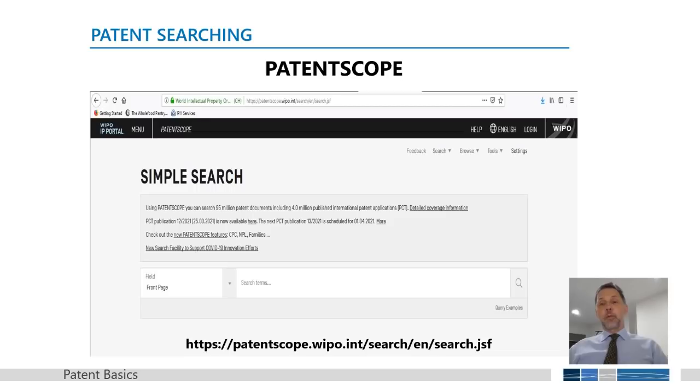Patent Scope covers PCT applications, which are also called International Patent Applications. PCT stands for Patent Cooperation Treaty. I'll be talking about that in a few minutes' time. The Patent Scope database also has coverage of a handful of other countries, so it's a good database to search as well.